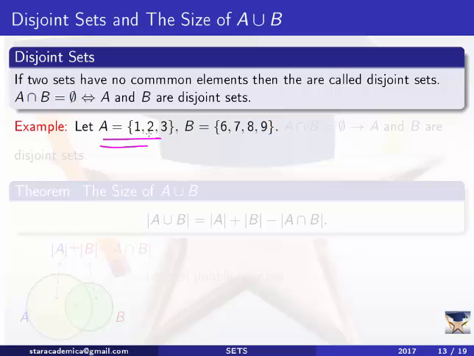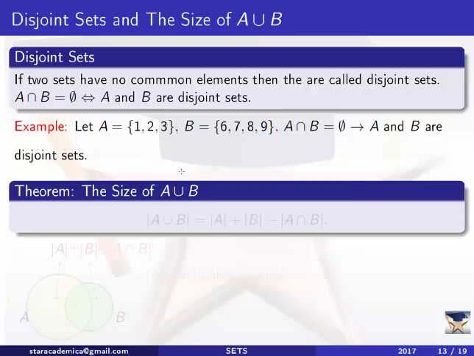Say A has 1, 2, 3 as elements, B has 6, 7, 8, 9 as elements. Do we see anything in common? No, they have no common elements. So A intersect B is empty. So we say that A and B are disjoint sets.